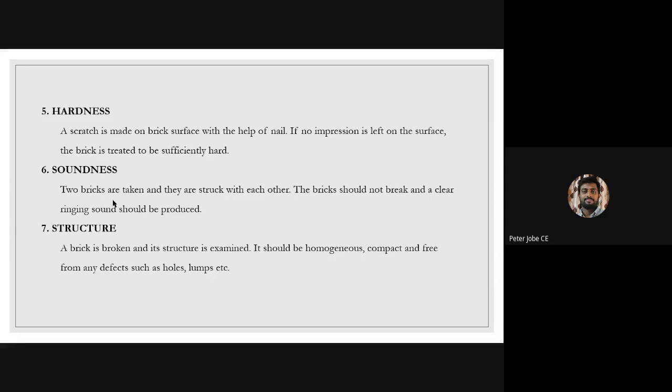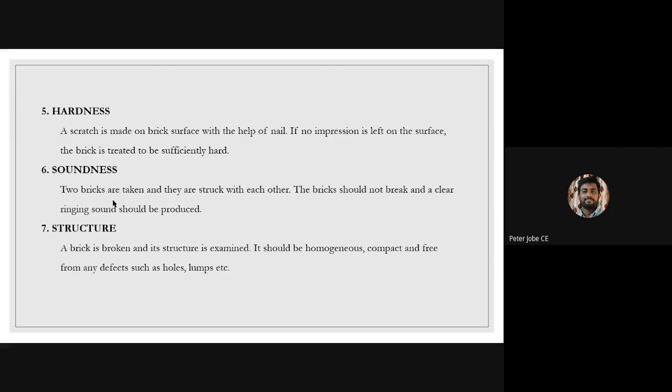And next is soundness. Soundness is a test to find whether the brick has a sound property or whether it has any cavities inside it. So what we do is we'll take two bricks and strike them against each other. With that strike, the brick should not break into two parts, and it should also produce a clear ringing sound. A ringing sound means a kind of sound made by a bell. So it should be similar to that. If that sound is heard, then we can say that this brick is of good quality.